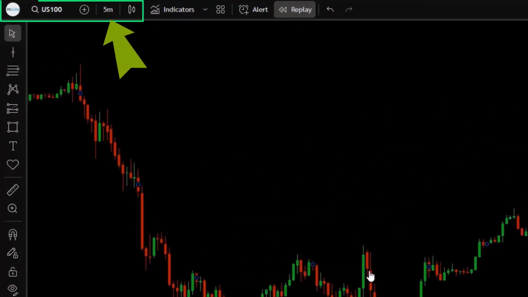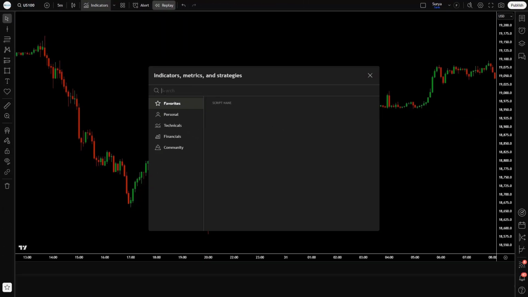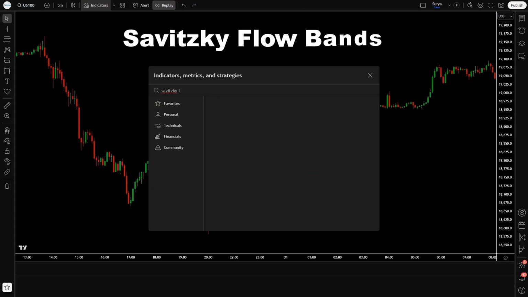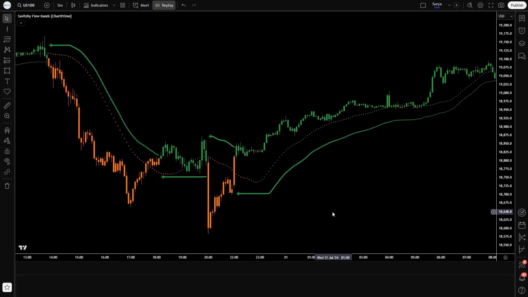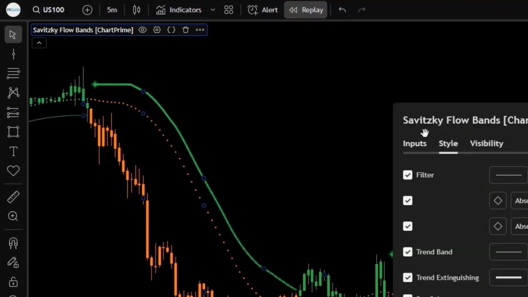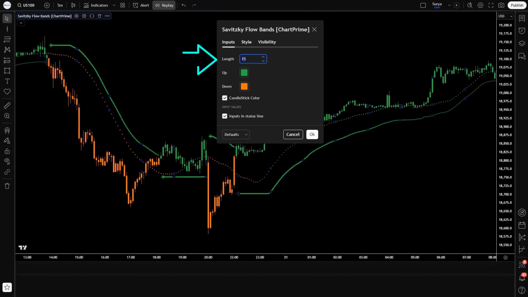We open the US 105-minute chart. First of all, we will click on the Indicator tab. Here in the search box search Savitzky Flow Bands. Now add this indicator to the chart. Click on the settings icon of the Savitzky Flow Bands indicator. Tap on Inputs. Change the length to 77 instead of 15.